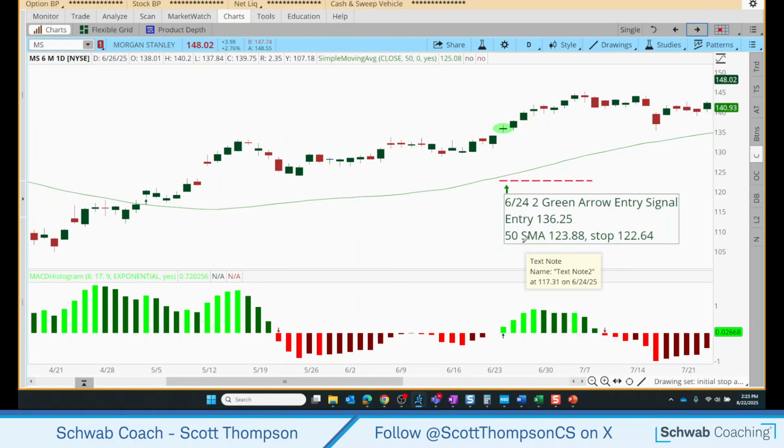And the moving average value was at 123.88, so 1% below that would be 122.64. And you could draw a little red line. I like to do that on my charts. I like to draw a little circle when I go in there and make the purchase as well.